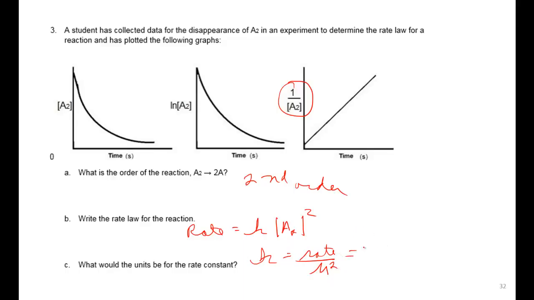But listen, so this is what we have. Rate is always going to be molarity per second. And I put that over molarity squared. So this is going to cancel out, right? And I end up with 1 over seconds over molar. So this is seconds to the minus 1, molar to the minus 1. You could also write this as second to the minus 1. And because molarity is equal to moles over liters, the inverse of molar becomes liters over moles. So whatever works for you.